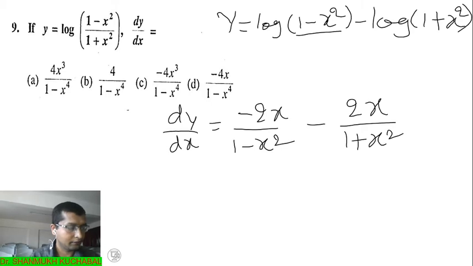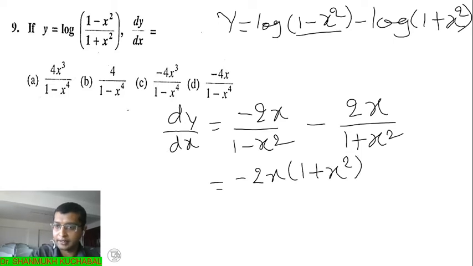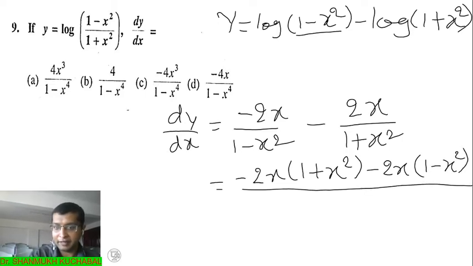Okay, see further, here such options are not there, so we have to find the LCM. It is minus 2x into 1 plus x square, and minus 2x into 1 minus x square, whole divided by, it is a minus b into a plus b, a square minus b square. 1 square is 1, minus x square squared, that is x raised to 4.